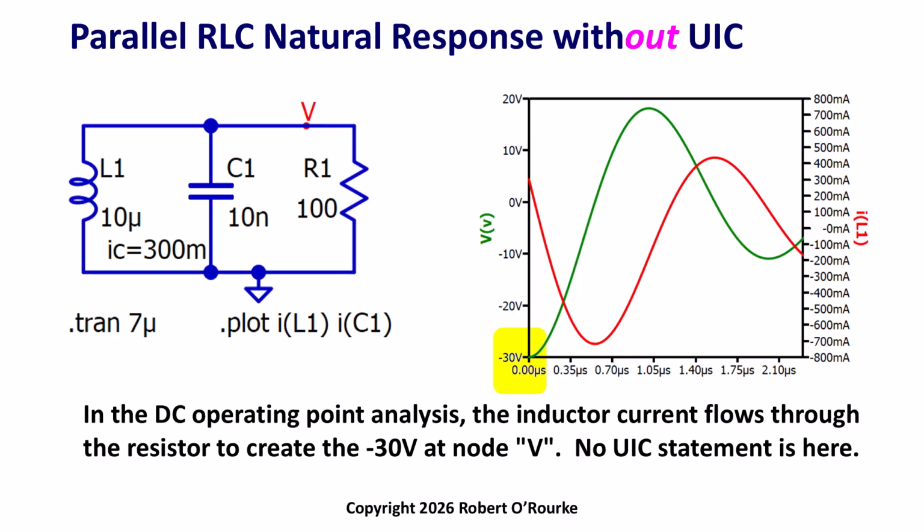This QSPICE transient simulation does not have a UIC statement. When QSPICE simulates this RLC circuit, starting with a DC operating point analysis, we see that the output voltage at node V starts out at minus 30 volts, the green signal in the graph. This minus 30 volts corresponds to a DC operating point where the initial condition inductor current flows through the resistor.